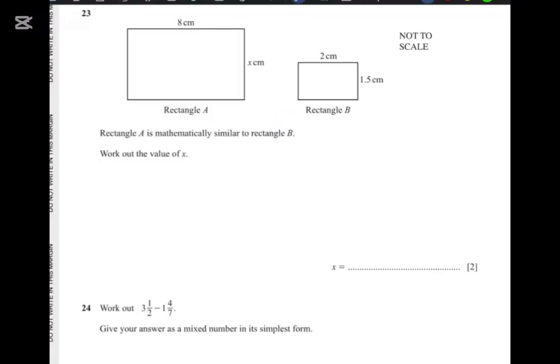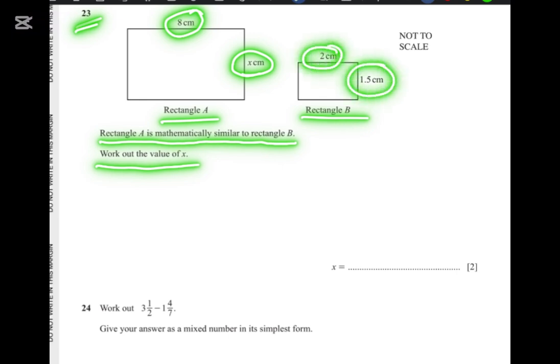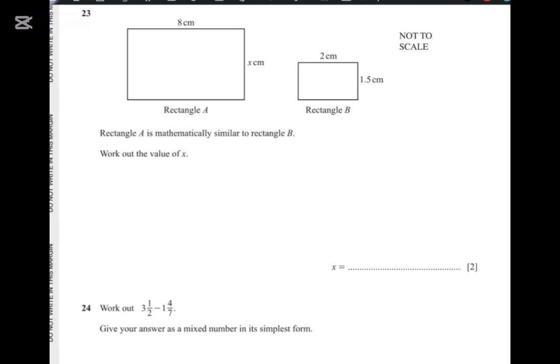Question number 23. Rectangle A and rectangle B are given. Rectangle A is mathematically similar to rectangle B. Work out the value of x. So this is x here. The bigger rectangle has one length given, and the smaller rectangle has both length and width given. But here only x is not given. We have to find out that x.